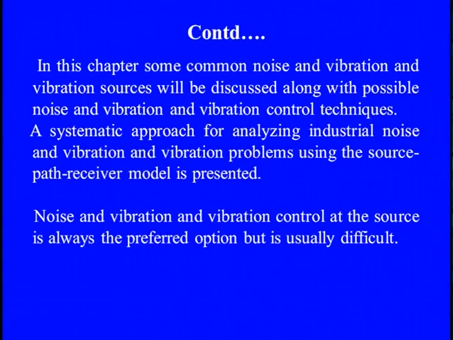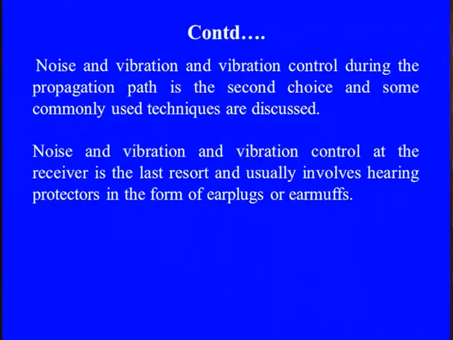So, noise and vibration control at the source is always the preferred option, but it is always difficult, because how could I control my source? Sometimes it is a rotary element, sometimes a reciprocating element, sometimes it is moving in both directions or any other directions. So, how could we control the sources? Noise and vibration control during the propagation path is the second choice, and there are some common techniques which we are going to discuss.